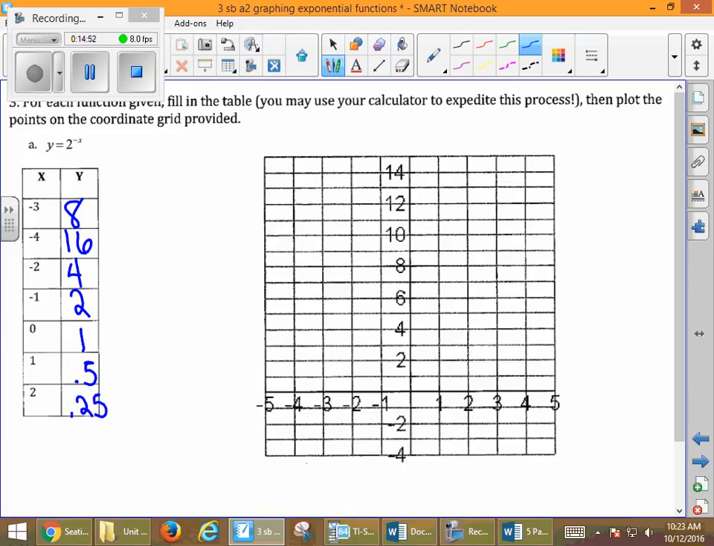And once we've got those values, we can draw a picture. And I know when it gets to be 0.25 or 0.111, like we had to do on one of our graphs in the last one, they get harder to graph. But do the best that you can here. Negative 3, 8. Negative 4, 16 just goes a little bit off our graph. Negative 2, 4. Negative 1, 2. 0, 1. 1, 0.5 and 2, 0.25. And we're going to draw our picture here.